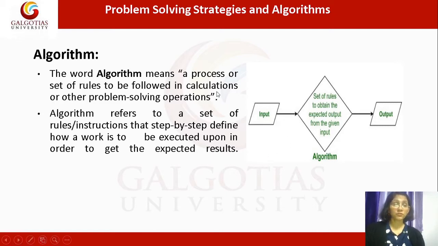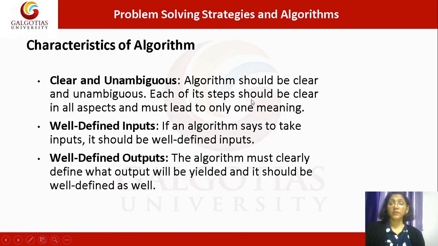As shown in the diagram also, an algorithm can have input. An algorithm is always for a certain output. Now, while writing the algorithm, there are certain characteristics that we take care of, because every algorithm is supposed to follow and have those characteristics.